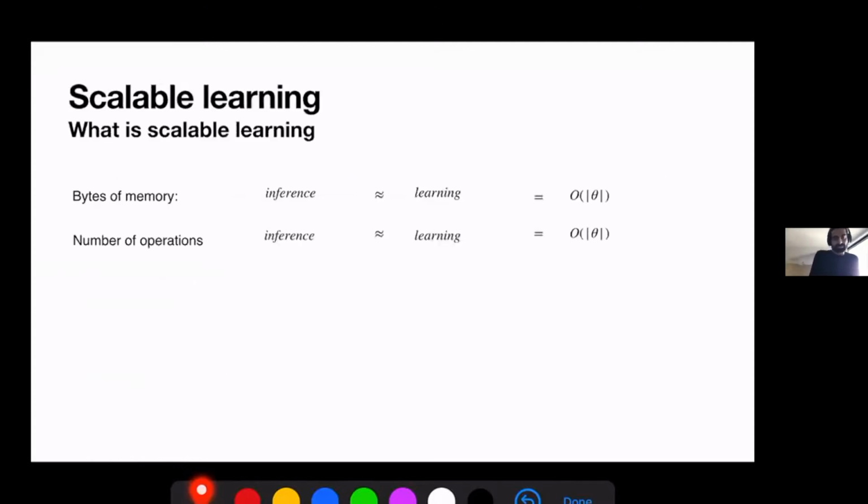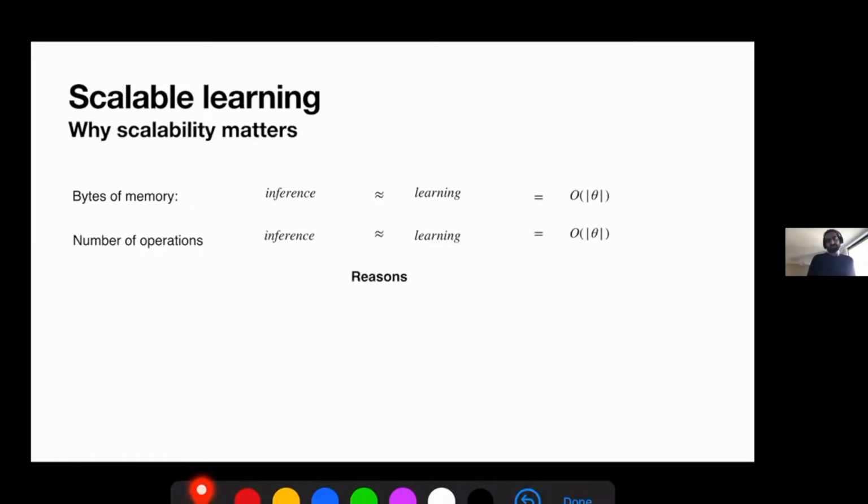So what do I mean by a scalable learning algorithm? So let's look at the resources that an agent might use in terms of memory or in terms of operation. Now we can categorize these resources as used for inference or making predictions, or used for learning. And a learning algorithm is scalable if the resources the agent uses for learning are comparable to the resources used for inference, and both of them scale linearly with the number of parameters in the network.